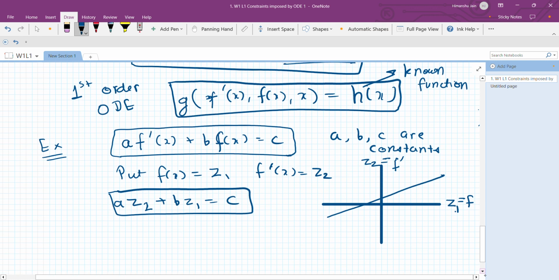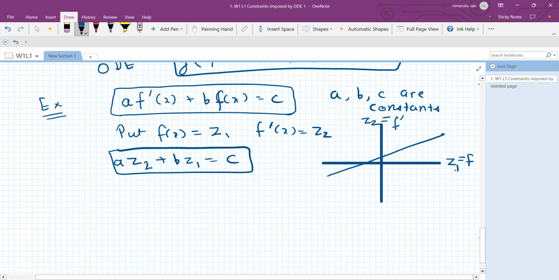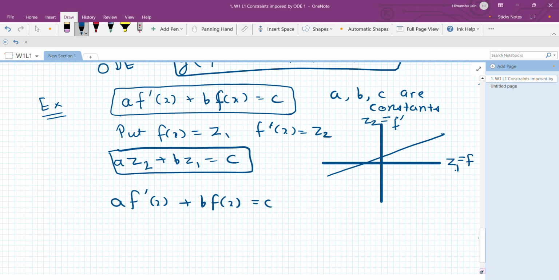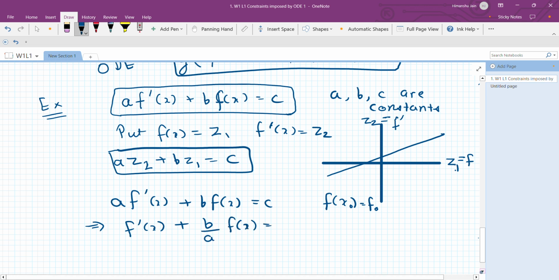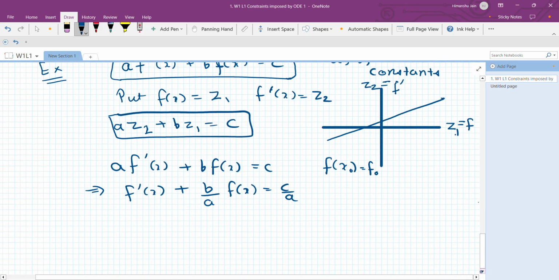So if we have this differential equation a f dash x plus b f x is equal to c, and suppose we also know that at some point x naught the value of the function is f naught, then we can easily solve this by the method of integrating factor. We can write this as f dash x plus b by a f x is equal to c by a, dividing throughout by a. Now we can multiply e to the power b by a x on both sides.